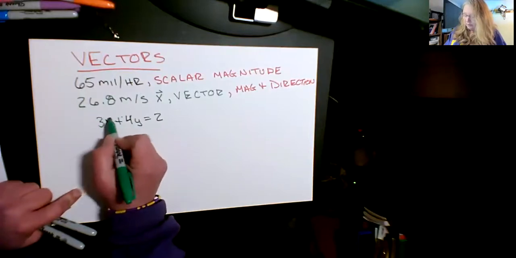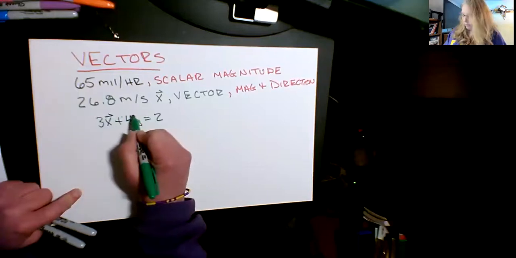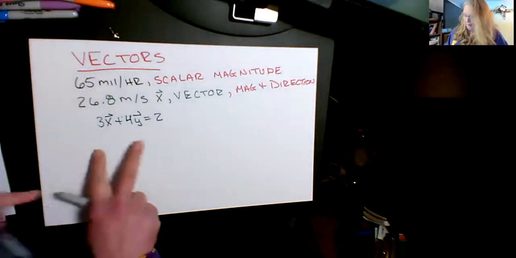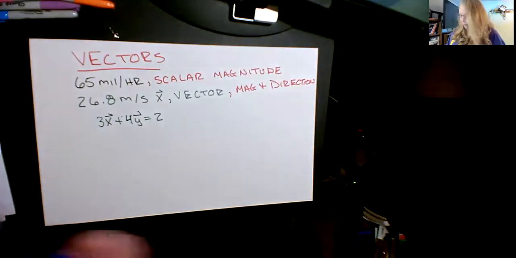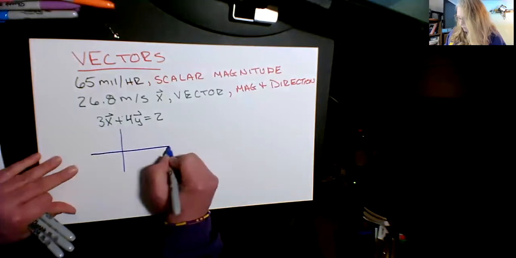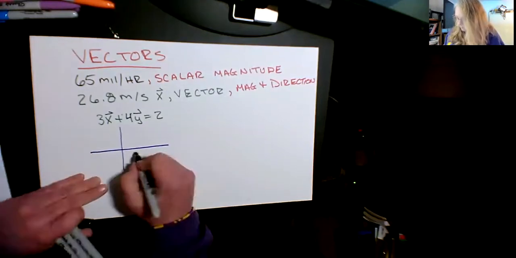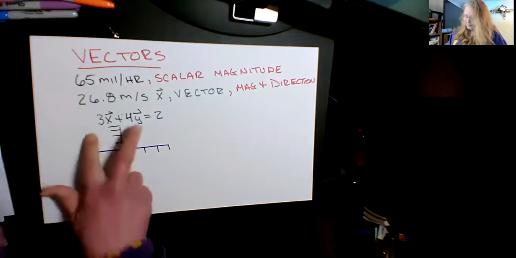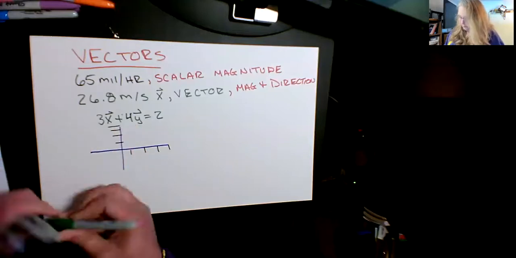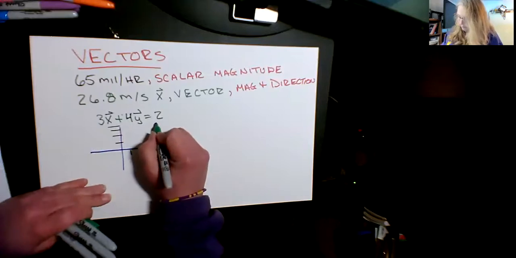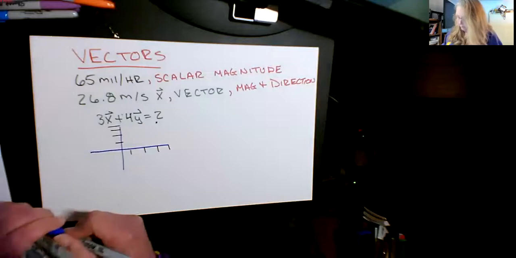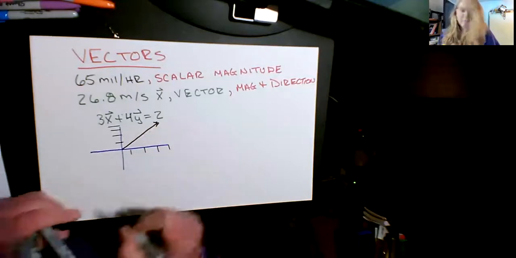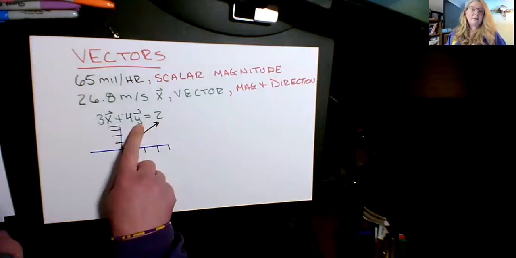I can say 3, whatever unit I have, in the x plus 4 in the y. Now what this is saying is that I can define the behavior of this system. This is just a coordinate point. So now I can draw it out. Let's give this 1, 2, 3, 4 and 1, 2, 3, 4. This vector lives over 3 in the x, and then up 4 in the y. Now I can make that a real pretty vector, in black. It goes like that. So just coordinates, that's it.